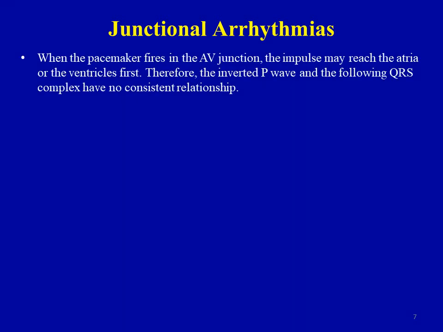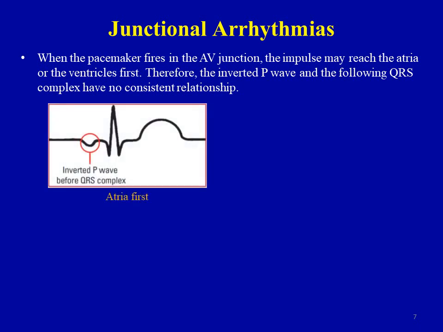So when the pacemaker fires in the AV junction, which is the source or origin of the arrhythmia, the impulse may reach the atria or the ventricles first. Therefore, the inverted P waves and the following QRS complexes have no consistent relationship. It depends on which chamber will receive the action potential first. If the impulse is conducted to the atria first, before the ventricles, we'll see an inverted P wave before the QRS complex.